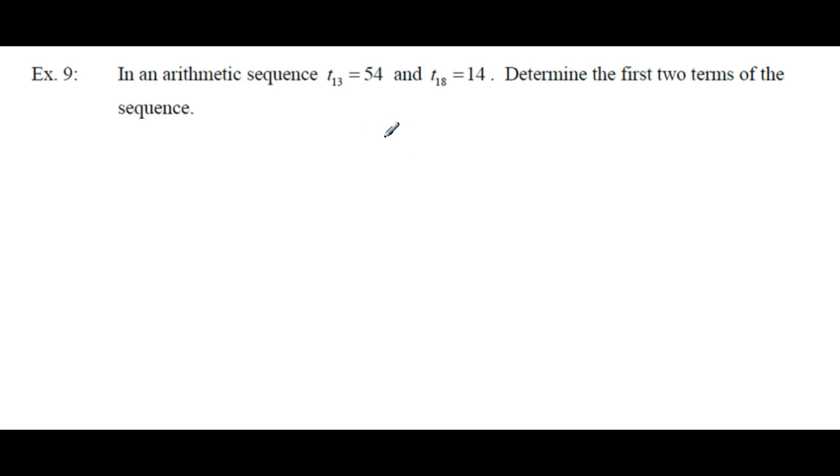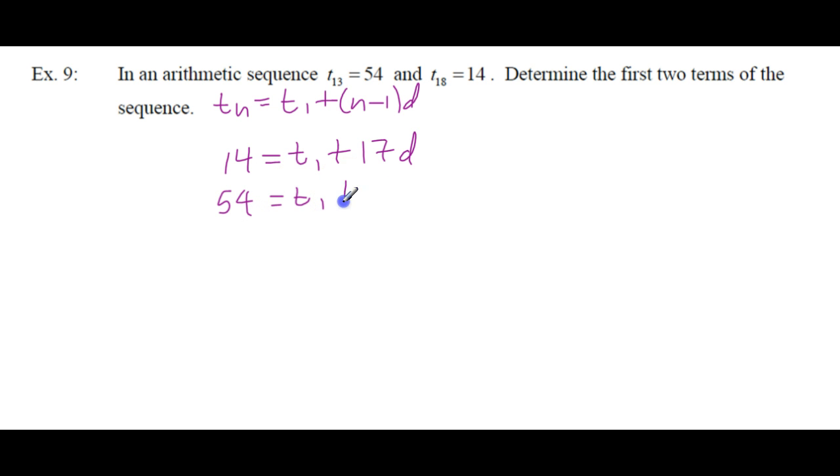In an arithmetic sequence, T13 is 54, and T18 is 14. Determine the first two terms. Well, let's remember our formula. We need a starting place. So T18, let's just imagine it's T18. So 14 is equal to T1, we don't know T1, plus, okay, we know that it's 18, so this will be 17d. Now at the same time, with T13, we know that 54 is equal to T1 plus n minus 1, so it'll be 12d.